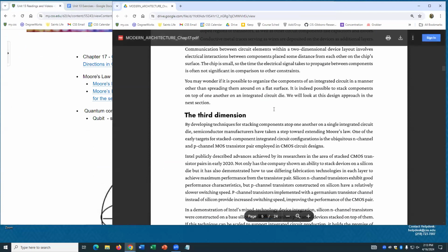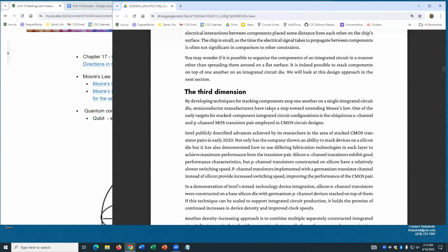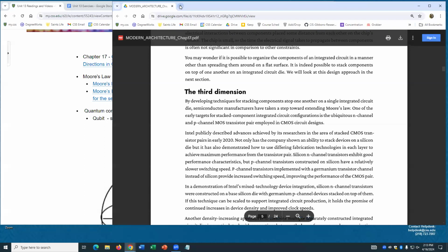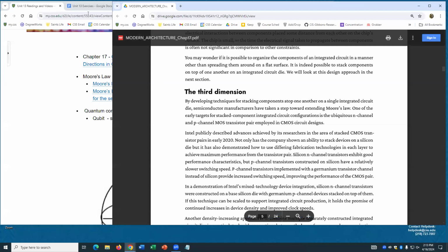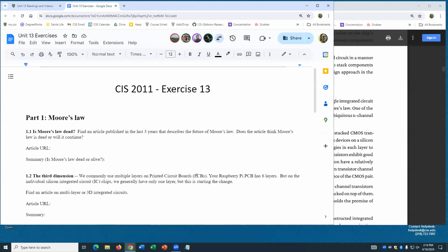One thing we are seeing as a possible way of continuing Moore's law is adding dimensions to things. I guess we do not generally do layers on a silicon chip, but we do layers on a wafer or a printed circuit board. So let's just talk a little bit about those.